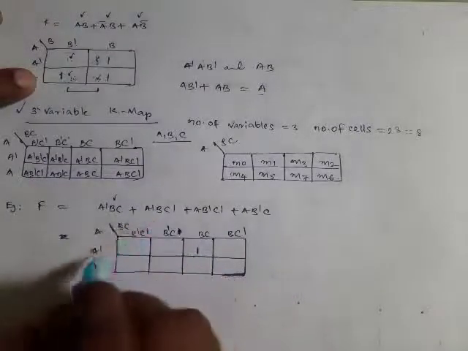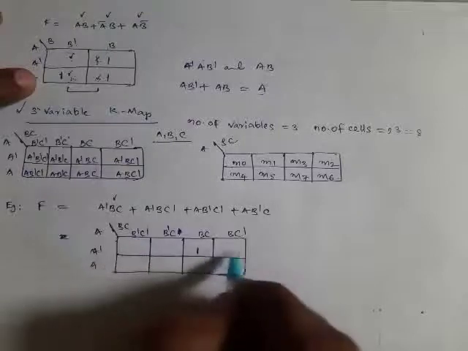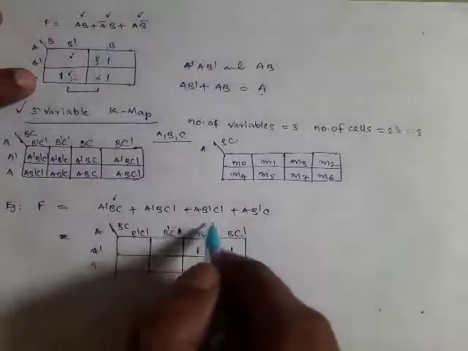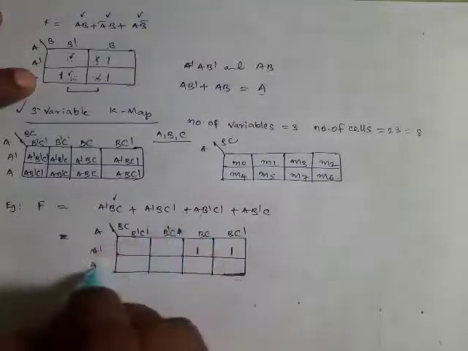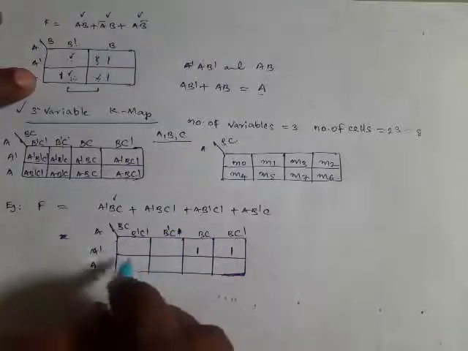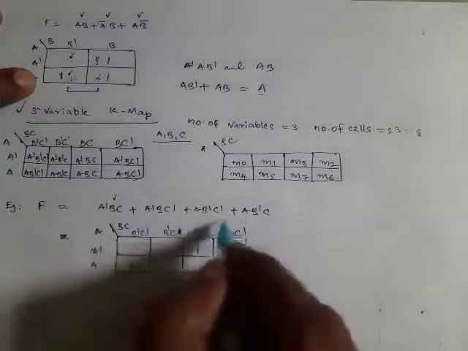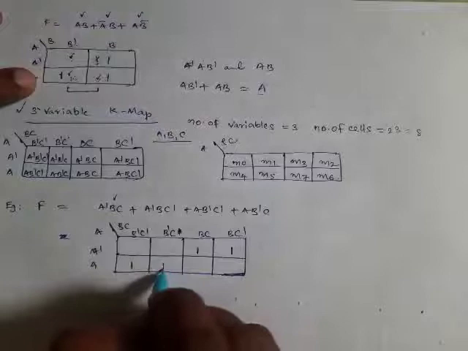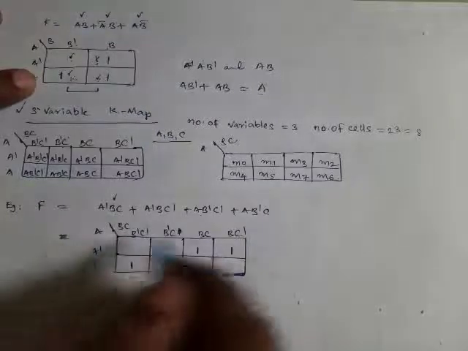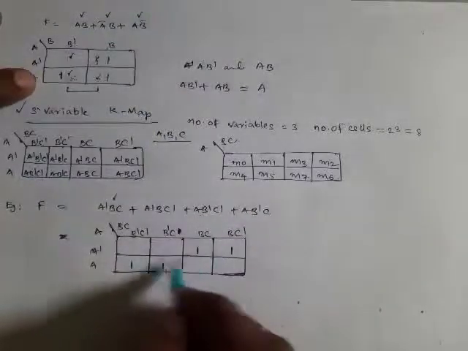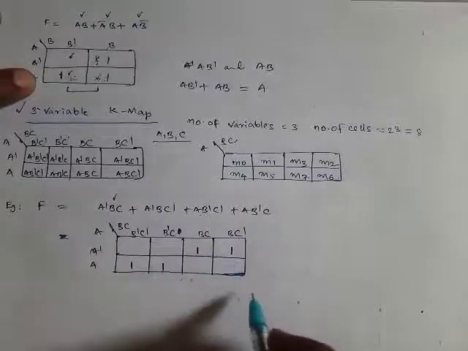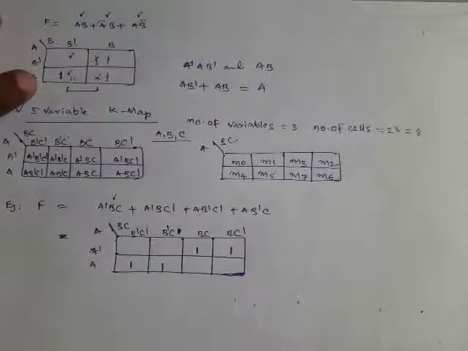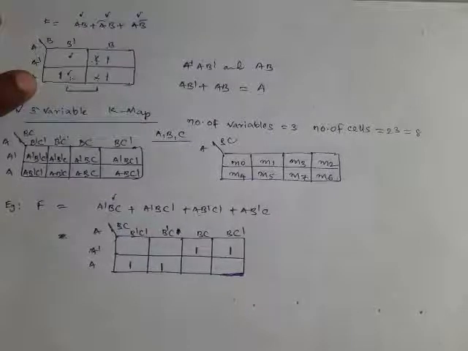Similarly, a bar b c bar, this column, this cell, and a b bar c bar, a means second row, b bar c bar, first column, and a b bar c, so this cell. So 4 minterms, we entered 1s into the 4 corresponding cells. This is how we enter the function into the K-map.